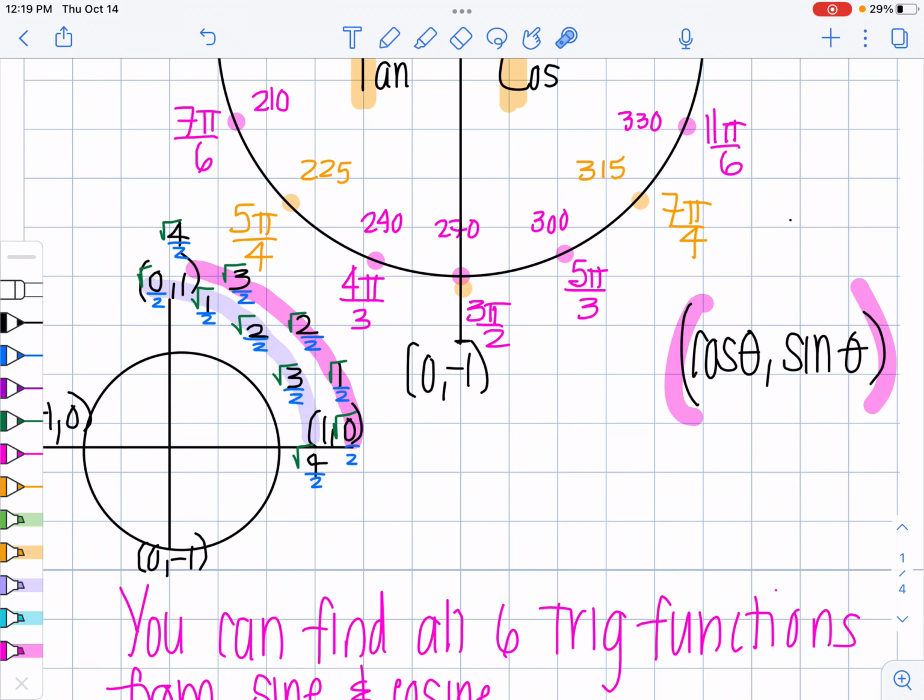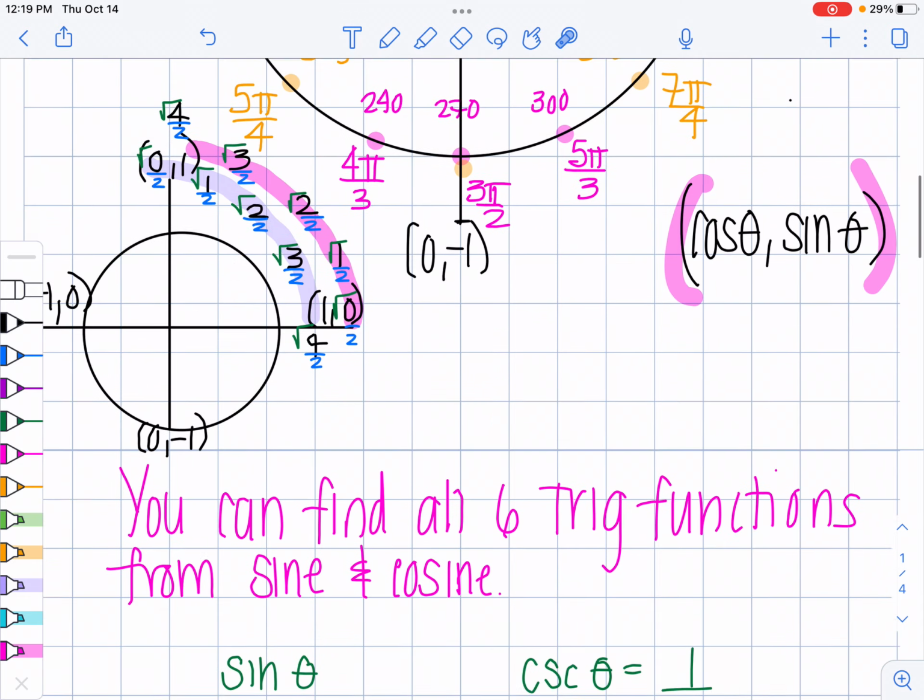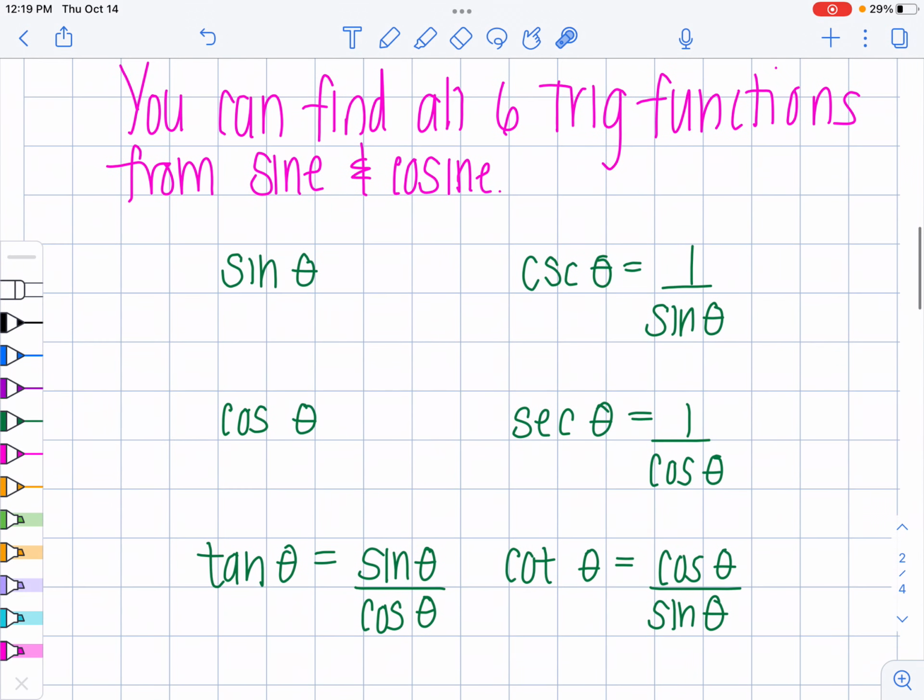And then I just count from there to figure out where on my unit circle I need to go to use my ordered pairs to find whatever trig function they're asking me. So I have a couple examples for you. I just wanted to write on here that you can find all 6 trig functions from just sine and cosine.